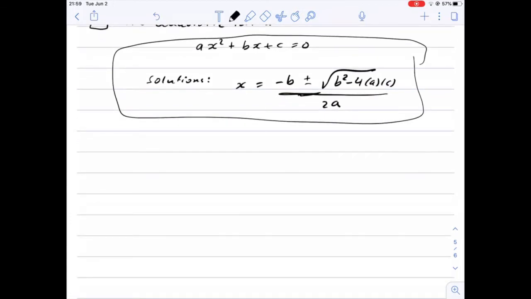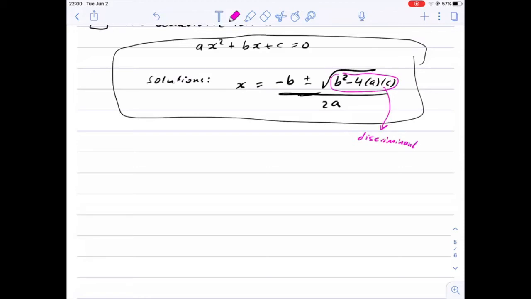Now we have three cases. Look at the expression inside the square root. This is called the discriminant. Why? Because it can determine the number of solutions. If we have a quadratic equation, then we have at most two solutions. We may have two solutions, or one solution, or no solutions. But we can't have three solutions for a quadratic equation.